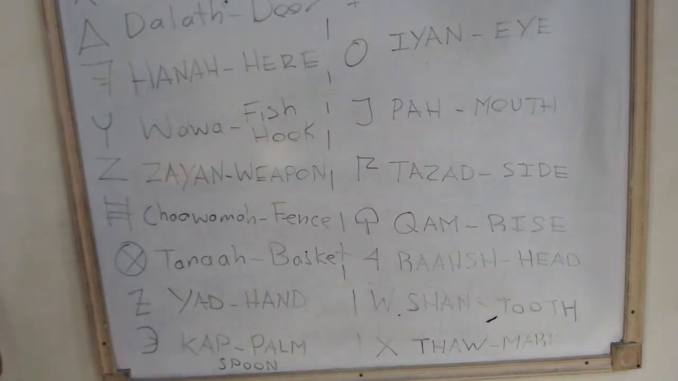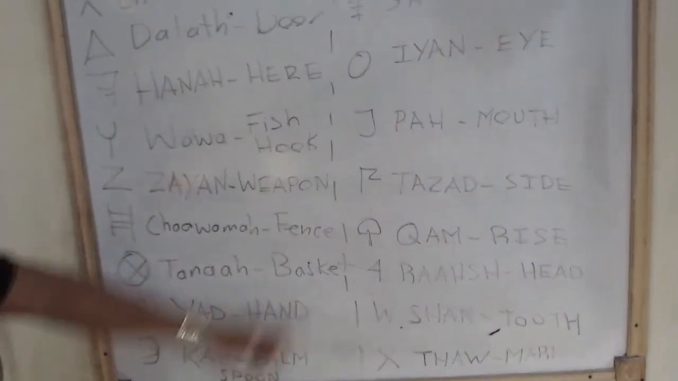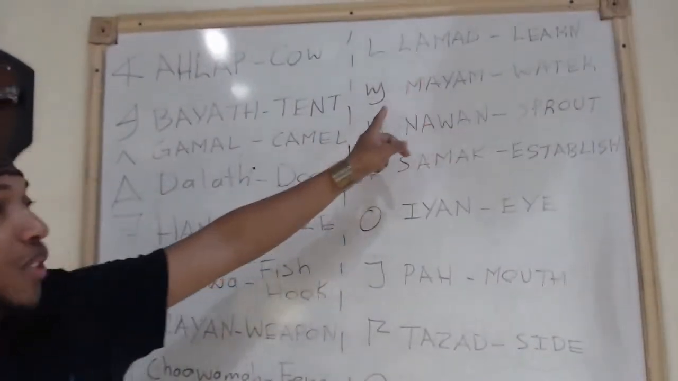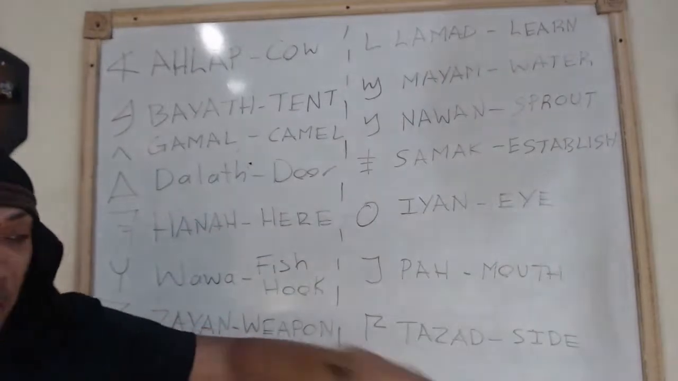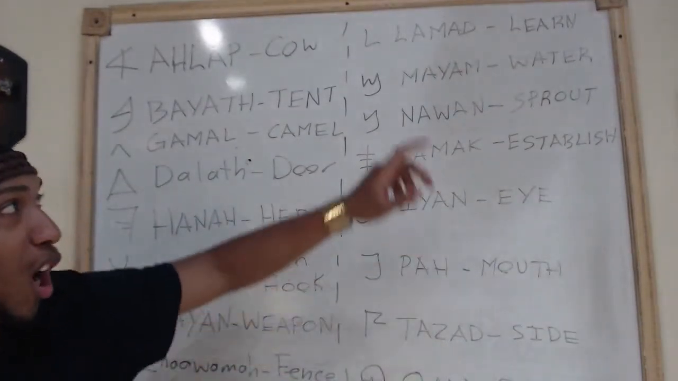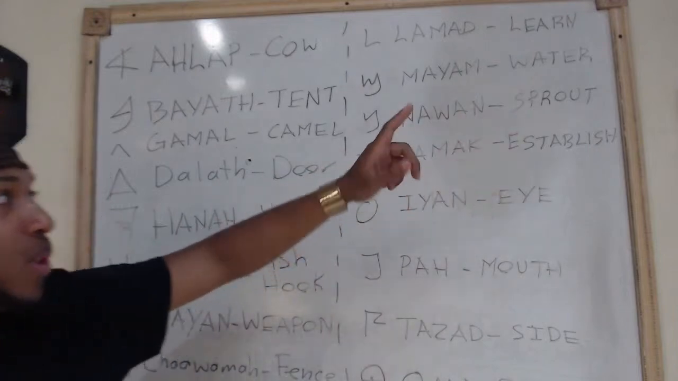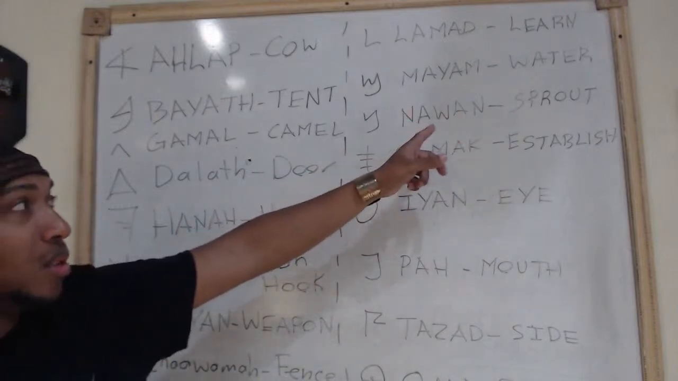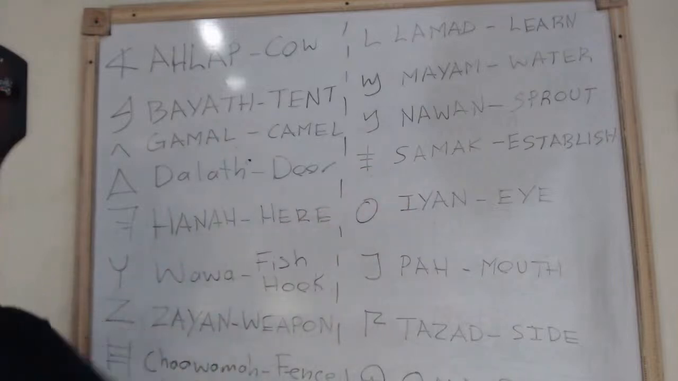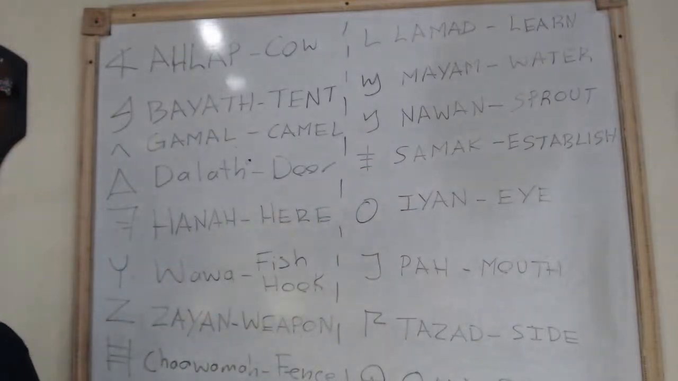All right, then we got La is for Lamad, Ma is for Mayam, which yesterday said you got me a cup of water, a cup of Mayam, right? Nawan, Na is for Nawan, Sa, Samak. Yeah. So cup and cup.